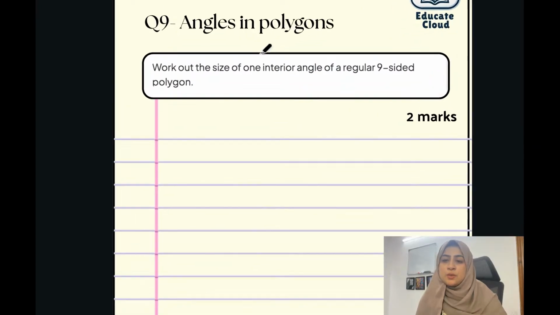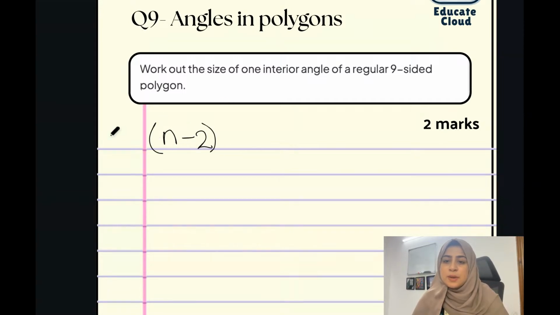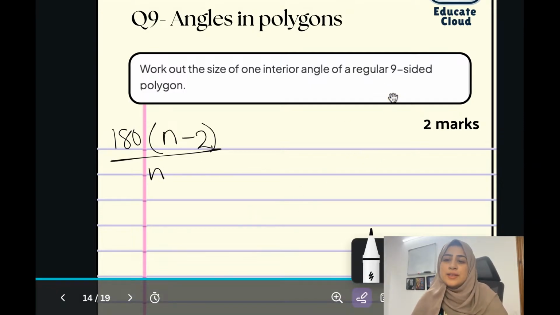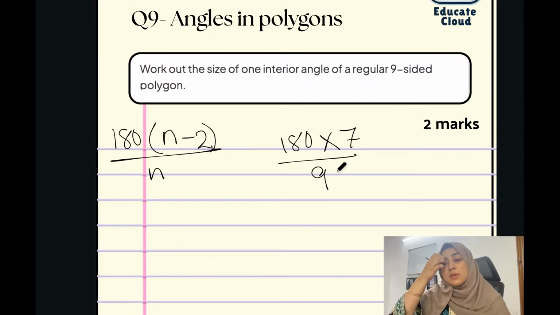Okay, this is an interesting one. A lot of people do struggle here. So one interior angle of a 9-sided shape. Now, remember, to find interior angles, we do have a formula where we do the number of sides, take away 2, and then times it by 180 and divide it by the number of sides. So we have 9 sides, so we can take away 2 to get 7, then do 180 times by 7, and then divide it by 9 to get the size of one of those interior angles.